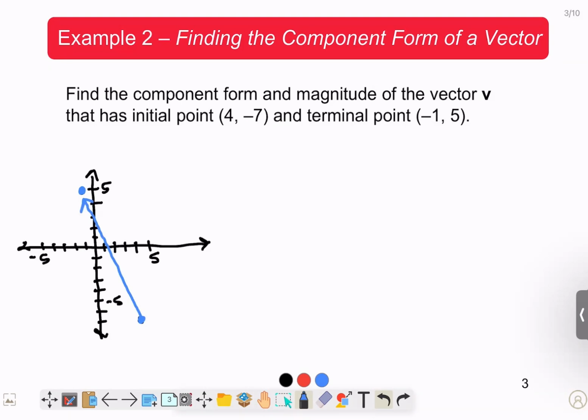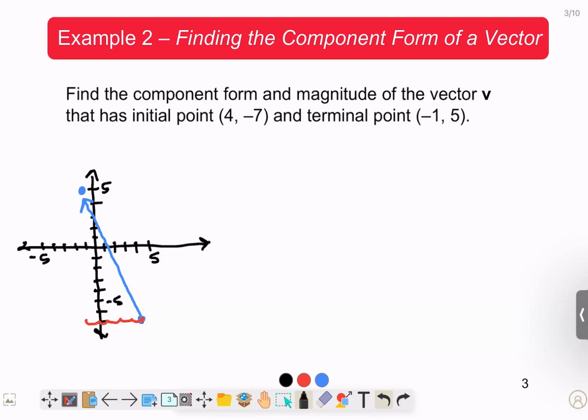In drawing your vector, it's important that your arrow be pointing from the initial point towards the terminal point. Direction is important. Now this vector is not in standard position. We are not starting at 0, 0. So in order to find the first component or the horizontal component, we do have to figure out how far this vector is moving to the left from the initial point to the terminal point. And we can do that by subtracting our two x values of the 2 points that we're given.